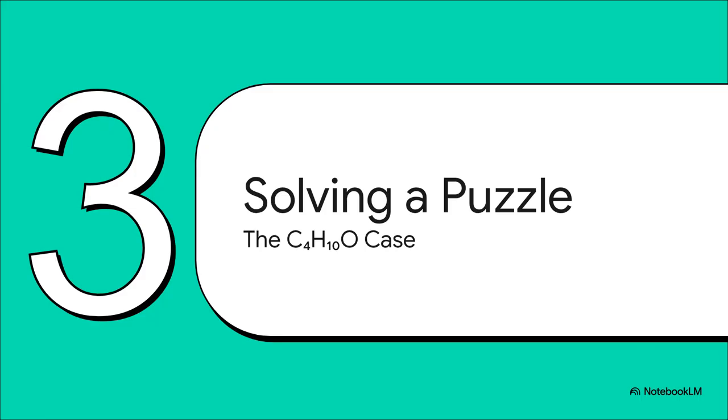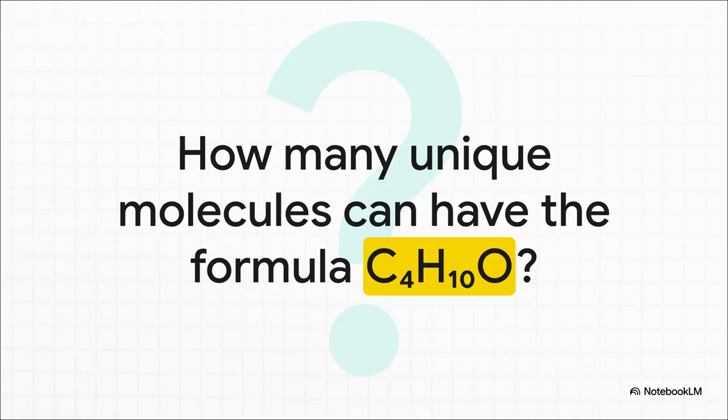All right, enough theory. Let's get our hands dirty and actually put this into practice. Right now, we are all going to become chemical detectives and solve a molecular puzzle together. Let's crack the case of C4H10O. So here is our challenge. Using everything we've just talked about, the rules, the cheat codes, how many different unique molecules can we possibly build with 4 carbons, 10 hydrogens, and 1 oxygen? Go on, take a quick guess before we dive in.